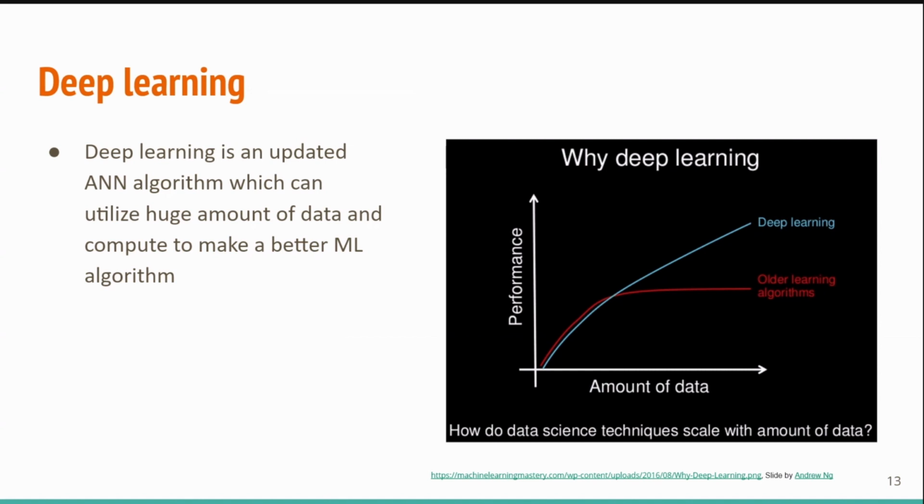So this is one slide I've taken from Anthony's course. Here it's clearly written why deep learning. It's a graph of the amount of data against performance. As you see, the older traditional algorithms' performance plateaus even if the amount of data increases, but the deep learning algorithms keep increasing with the amount of data.